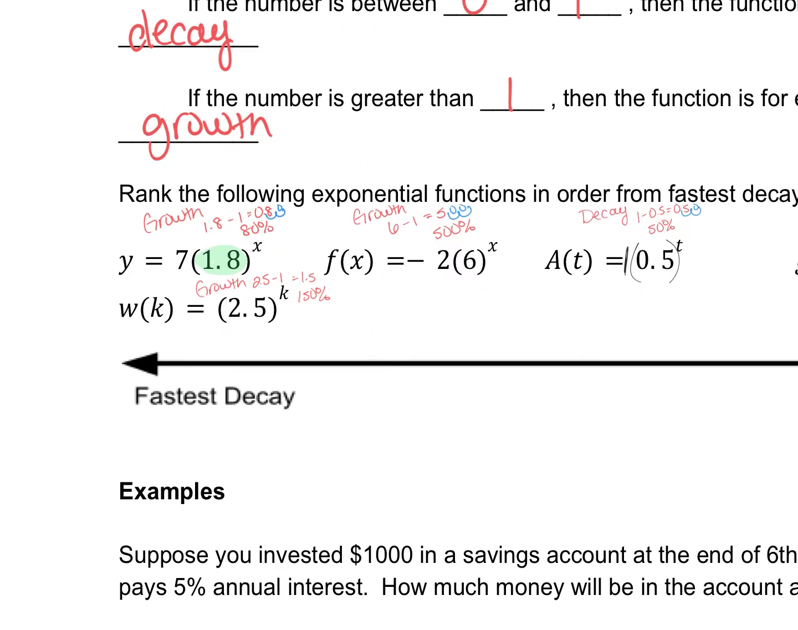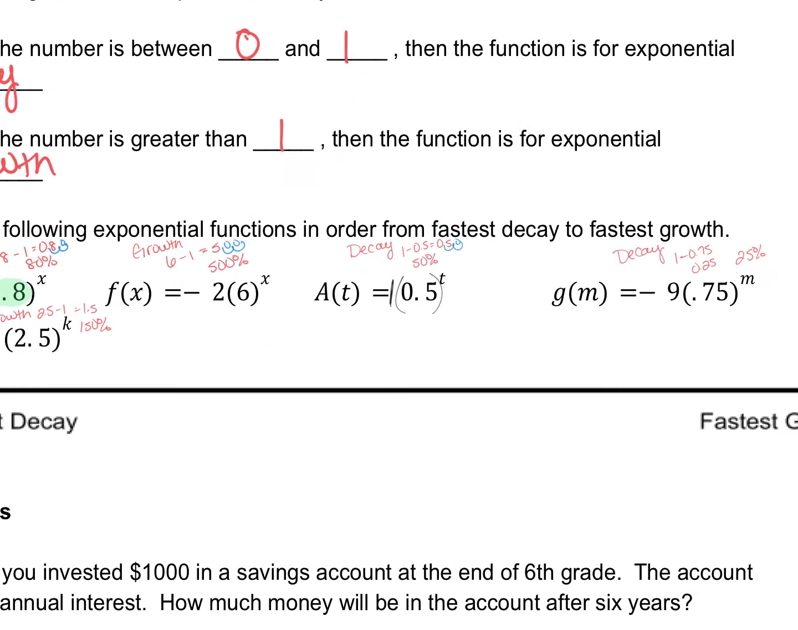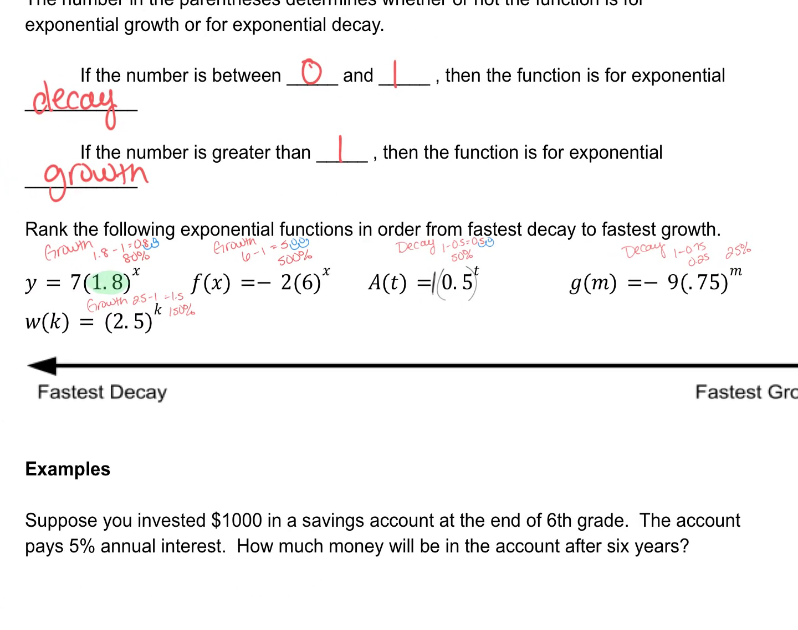All right, so the fastest decay, it looks like it was A of t, because that was decaying at 50%, and that's faster than if it decays at 25%. The next fastest decay was the only other decay, so that would be G of m.